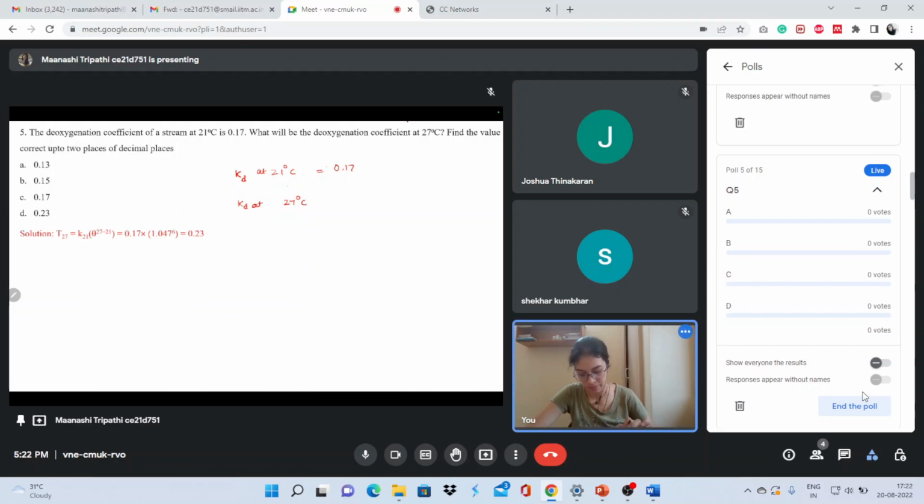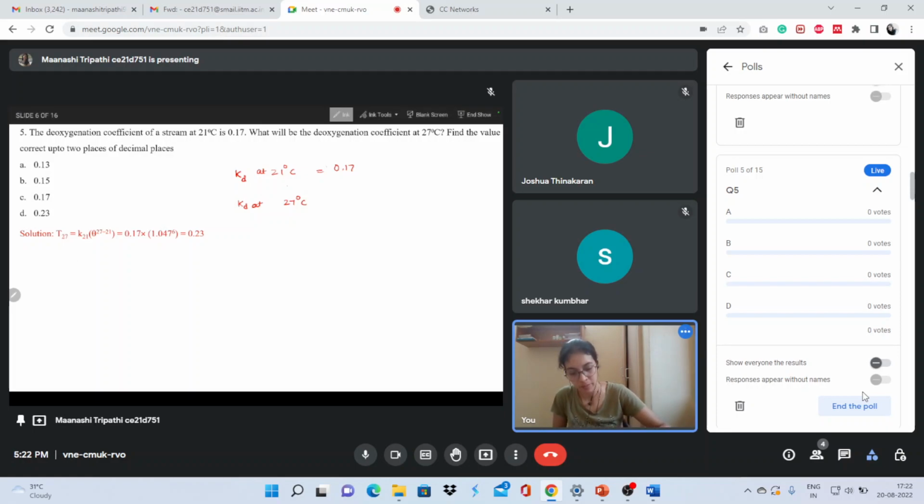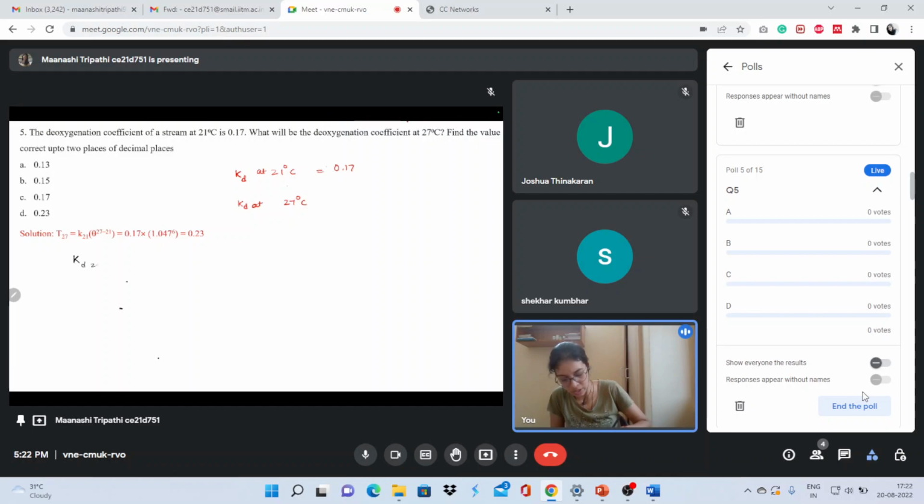Okay, we'll see the answer. So KD at 27 degrees Celsius is equal to KD at 21 degrees Celsius times 1.047 raised to the power. This division by 6 is not supposed to be written here. It should be 27 minus 21.